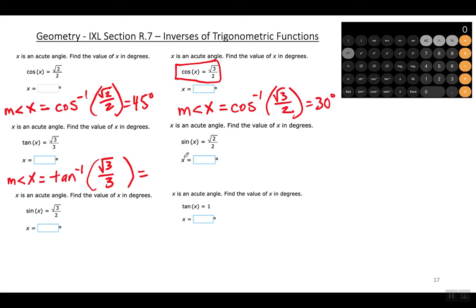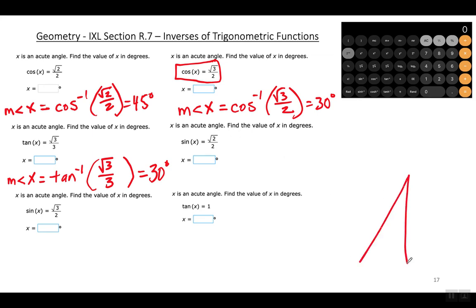Okay, so back to the one that I left off on that I didn't do. So in your calculator, I would do square root of 3 divided by 3 equals, and then hit the inverse of tangent button and you get 30. Again, notice that a lot of the answers are 30, 60, or 45. So, let me continue here.